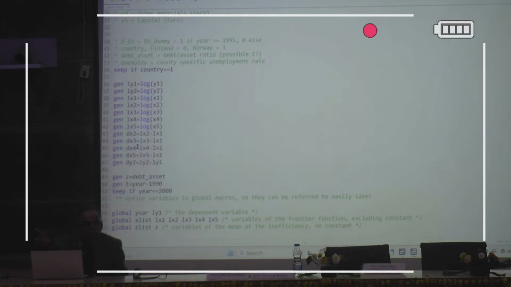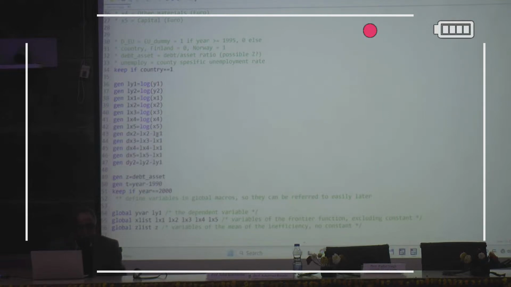I said the variables on the right hand side are expressed as ratios. So if you want to use log of x1 on the left hand side, the right hand side x variables are going to be x2 over x1, x3 over x1, and so on. This is how you create those variables. That dx2 is basically log of x2, which is defined here, minus log of x1. So then I'll be using an input distance function.